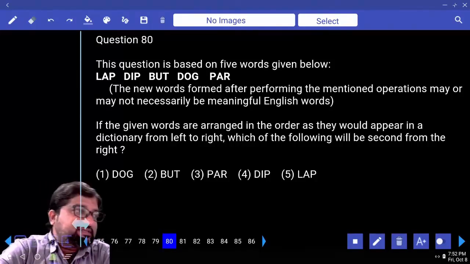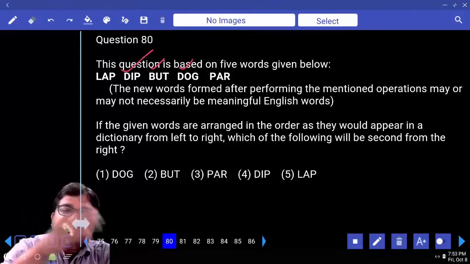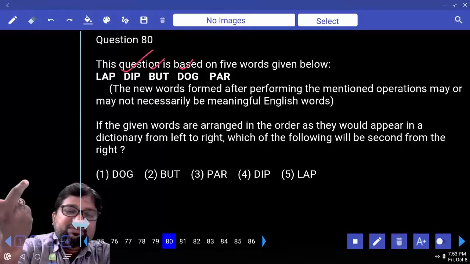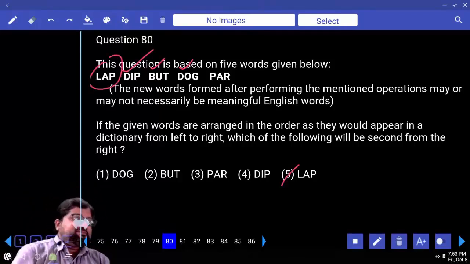You are supposed to arrange in alphabetical order. So what comes first? B, C, D. How many D's? 2 D's. That's 3. I need to go for the fourth. What is the fourth? L. What's the answer? LAP. Understood, everyone?